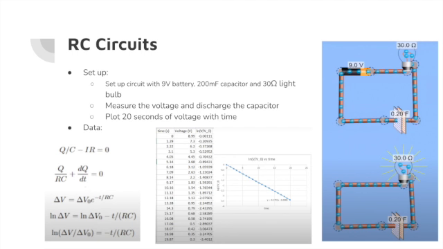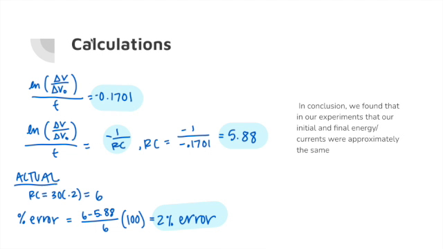For resistance and capacitance circuits, I've set up a 9 volt battery, a 200 capacitor, and a 30 ohm light bulb. I measured the voltage and discharge of the capacitor and plotted it for 20 seconds of voltage with time, and below are the formulas and data that was collected with this voltage over time. Here are some more calculations that I solved for.